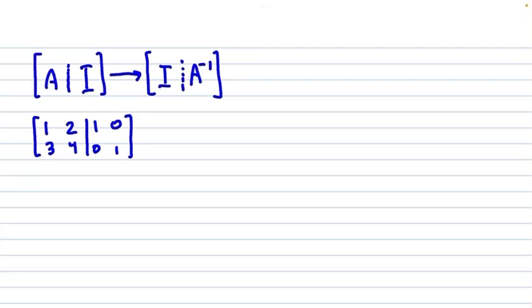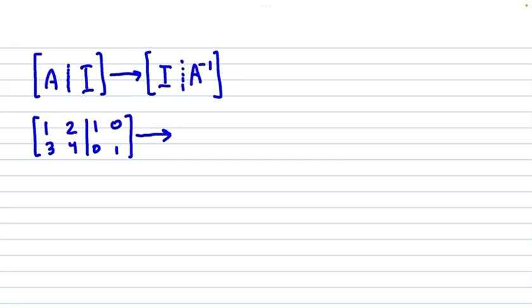So we list our matrix and our identity matrix. Our goal is to turn our matrix A into the identity matrix. These same row operations will simultaneously change the identity matrix into the inverse. So let's look at what we do.